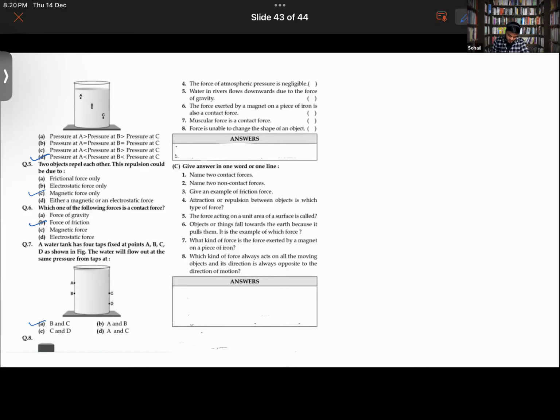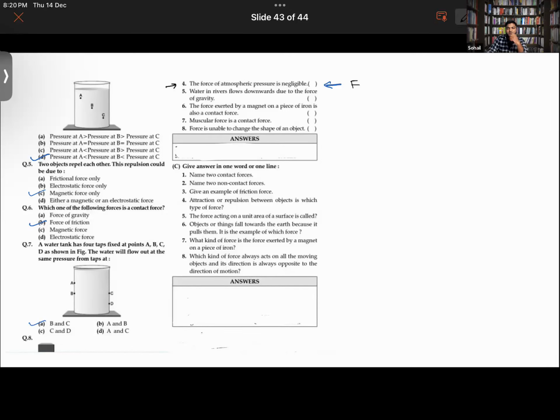Look here. Start from this question here. Question number 4, we will start. The force of atmospheric pressure is negligible. That is false. Water in a river flows downwards due to the force of gravity. True, sir. That is true.